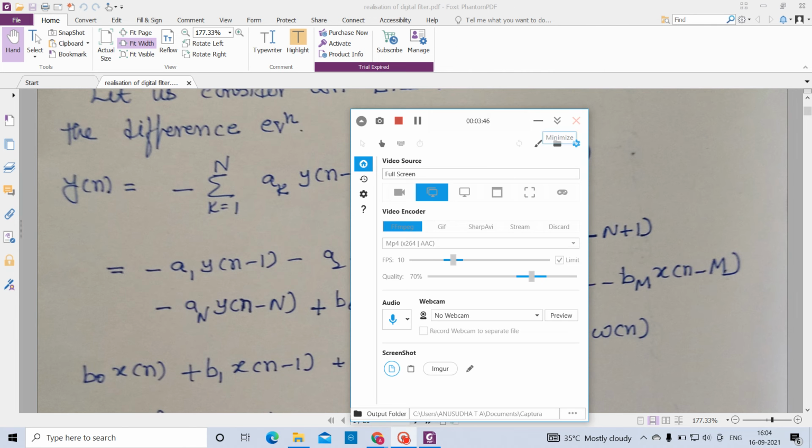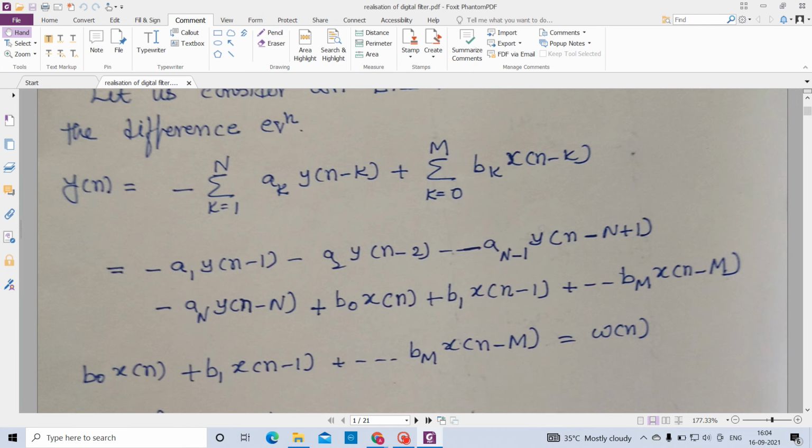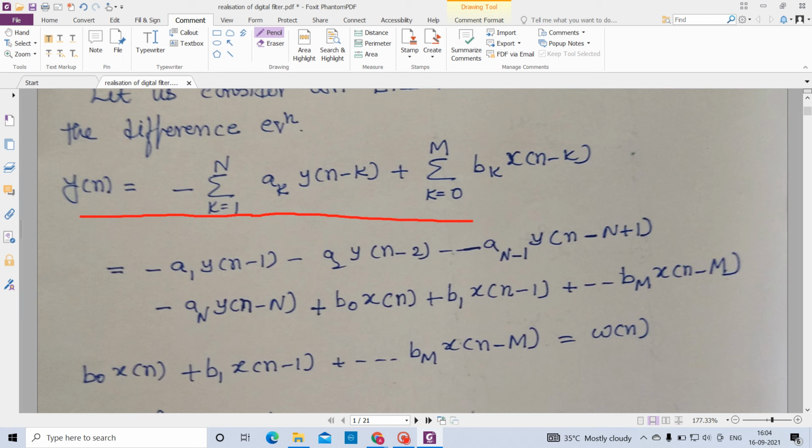So this is the difference equation y of n. As I said before, m is the number of zeros and n is the number of poles. The number of poles varies from k equal to 1 to n. Similarly, the zeros vary from 0 to m. AK and BK are the coefficients. AK is the coefficient of y of n minus k, and BK is the coefficient of x of n minus k.